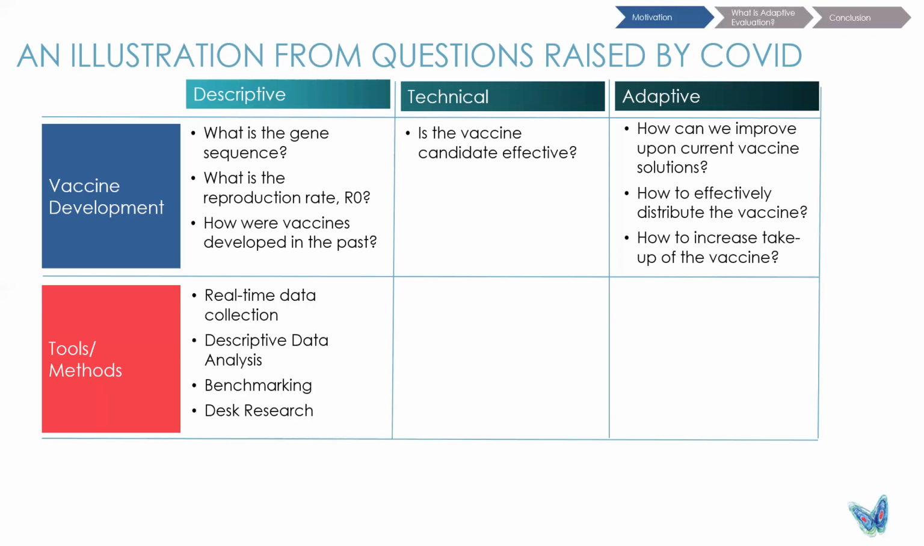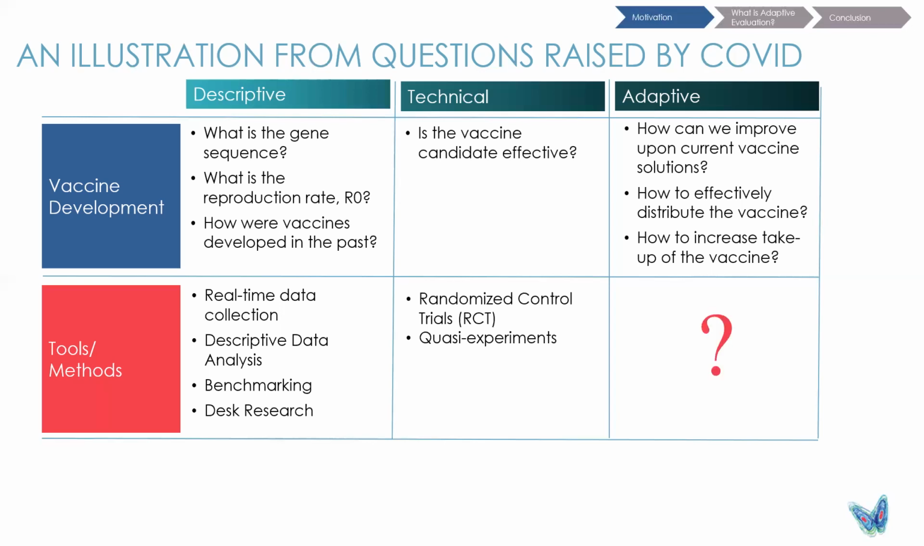So descriptive questions involve descriptive data analysis, benchmarking, comparisons with other countries or other geographical units, desk research to understand the history of vaccines, how vaccines were developed in the past, and increasingly in COVID, there was demand for real-time data collection given the urgency and the need to act fast. Technical questions typically use a randomized control trial, or in case you can't randomize, you use quasi-experiments. This would be regression discontinuity design or instrumental variables, or propensity score matching, and so on and so forth.